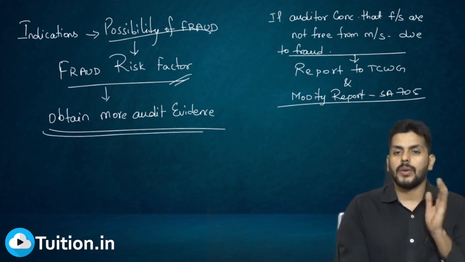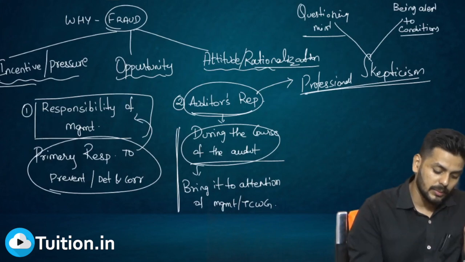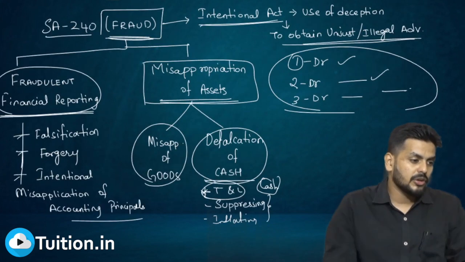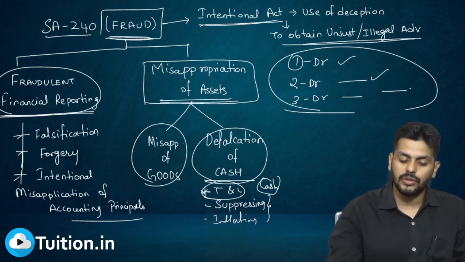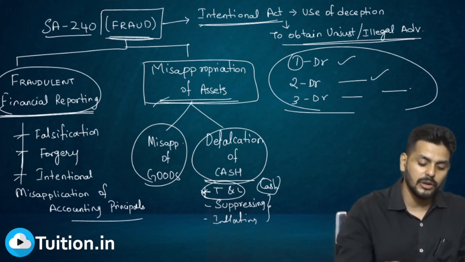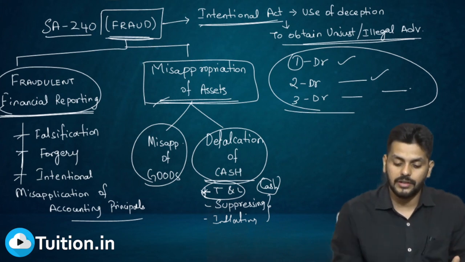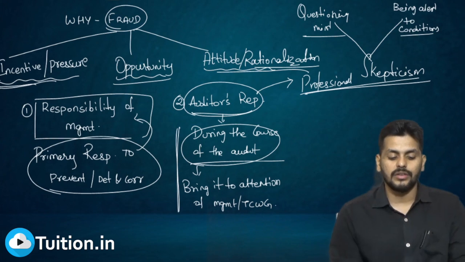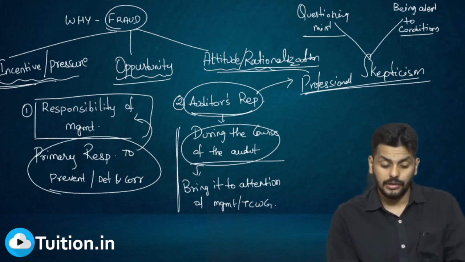So it's a very quick insight of what the entire concept of fraud is all about, right? Three parts to the story that I've discussed here. First up, we talk about what is fraud. It's an intentional act of using deception. Fraud happens because of fraudulent financial reporting and misappropriation of assets. And then fraud happens because of the four reasons: incentive or pressure, opportunity, attitude, and rationalization.